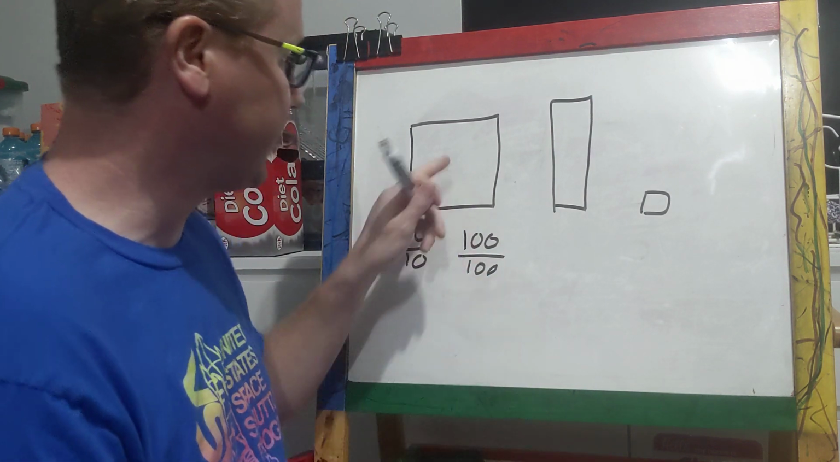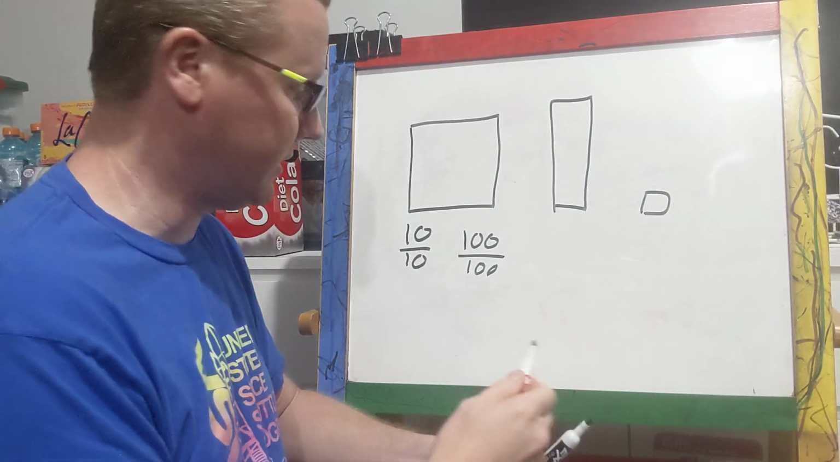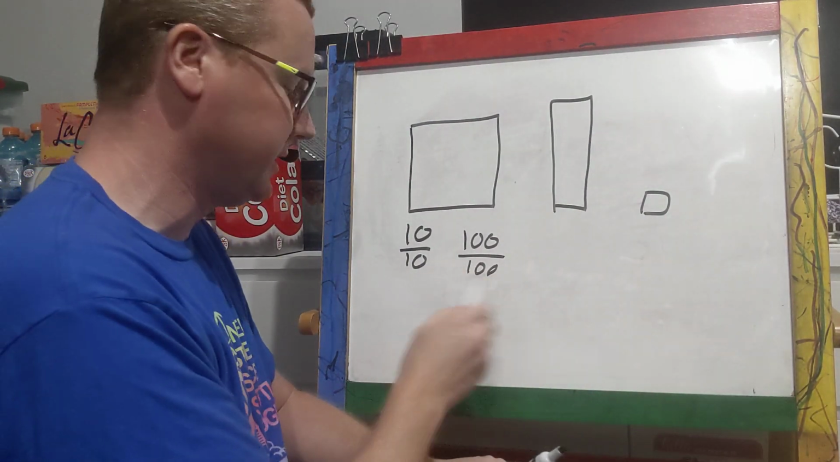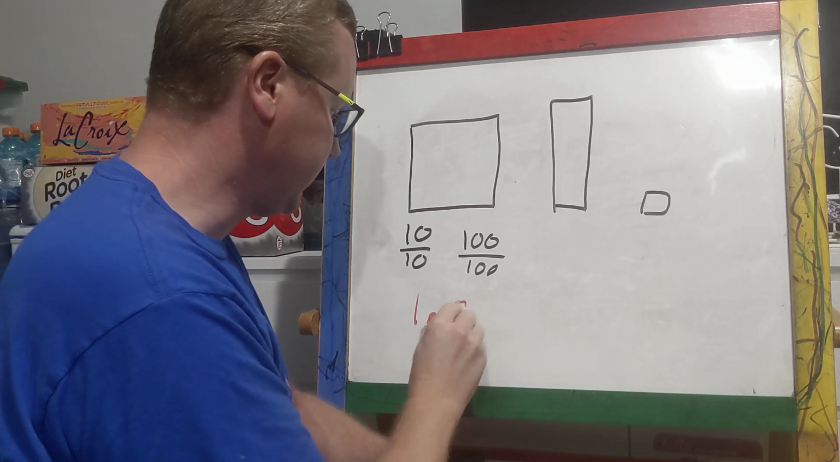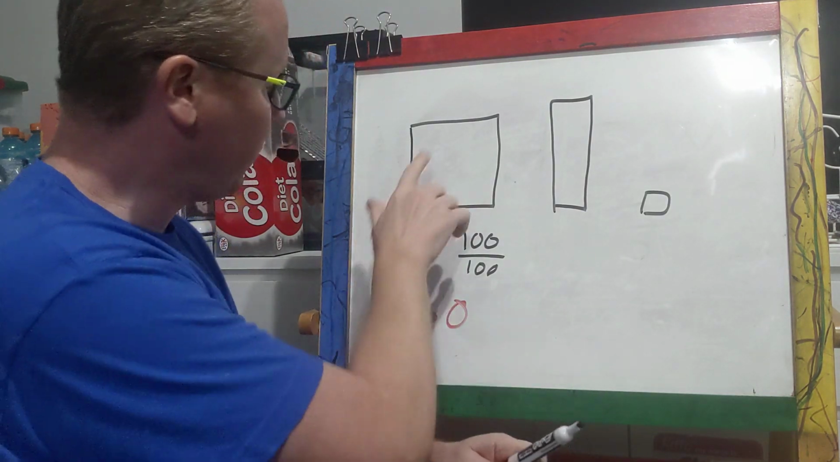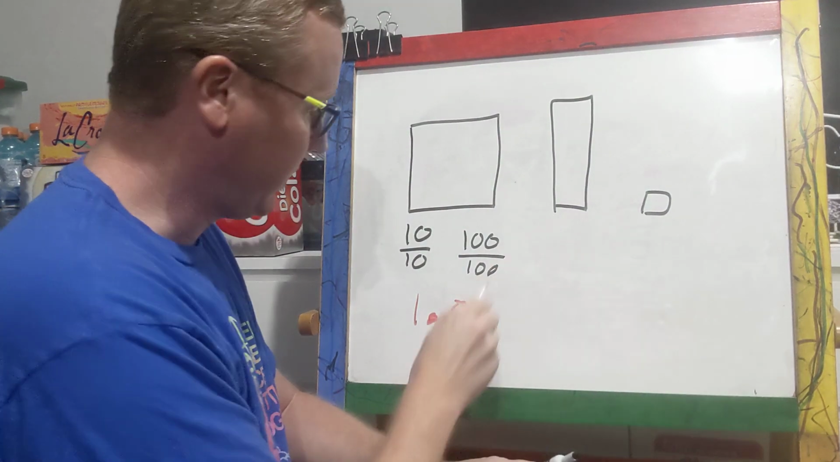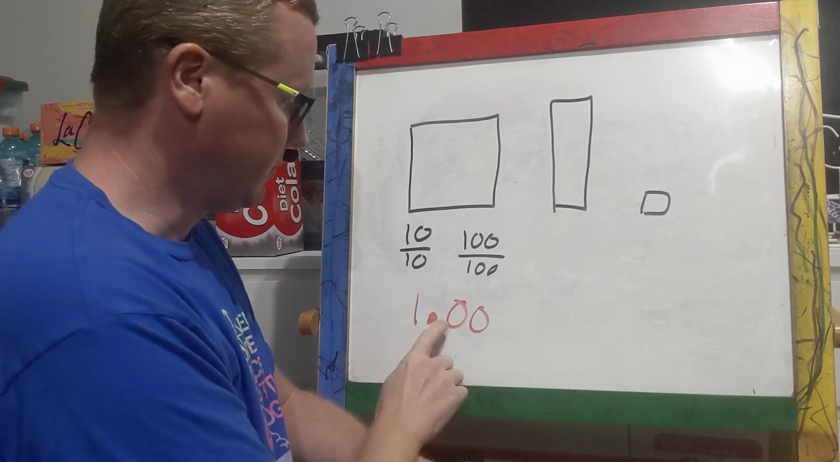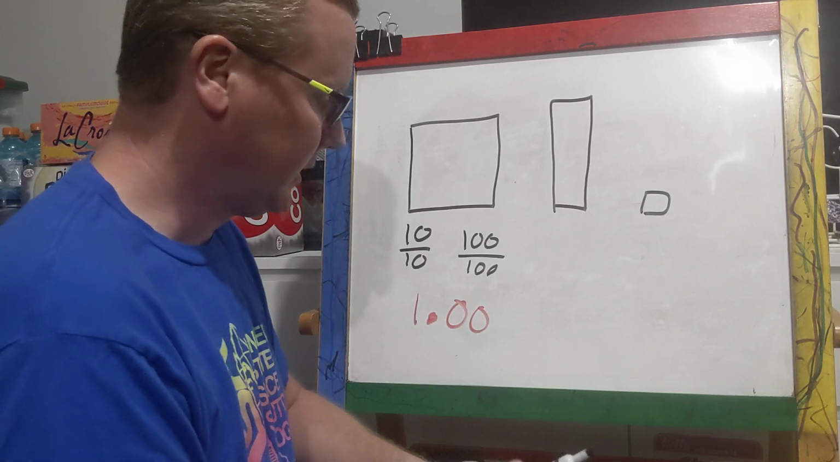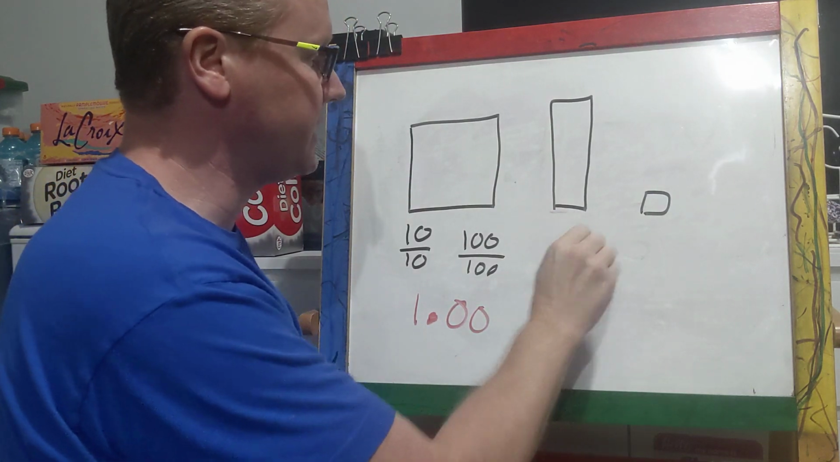And again, if we were to write it using numbers and decimals, not fractions, we'd write it as 1.0, because there's one whole, no tenths. We can even add the other 0 for hundredths. Remember, that's tenths, hundredths.